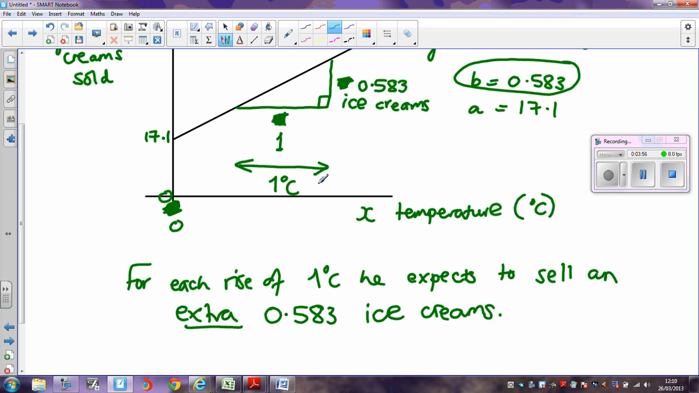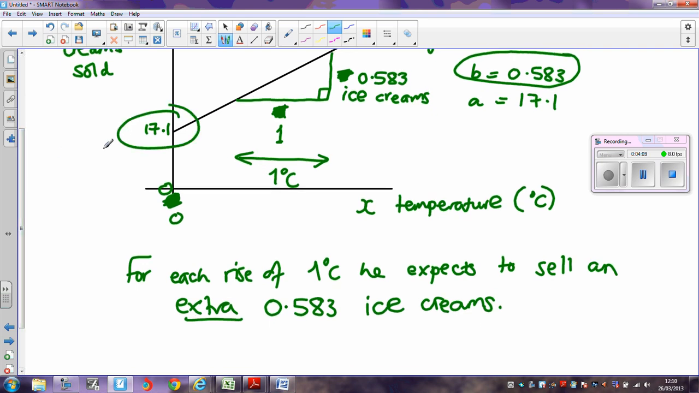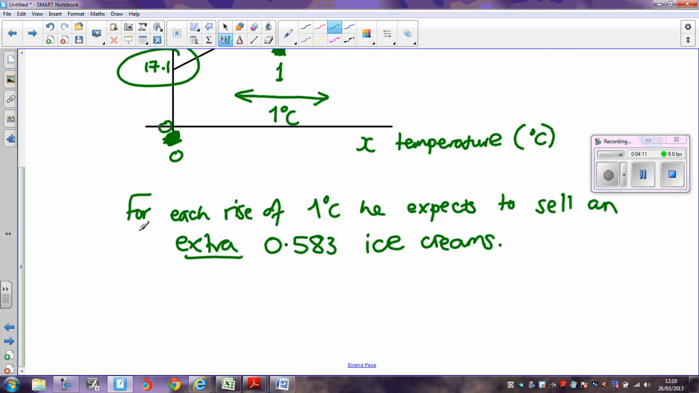I find it usually easier to draw a little triangle, put 1 across the bottom, and then whatever your gradient is up the side, and then interpret in the context of the question. Intercept, remember, is usually easy to interpret. Gradient is less easy.